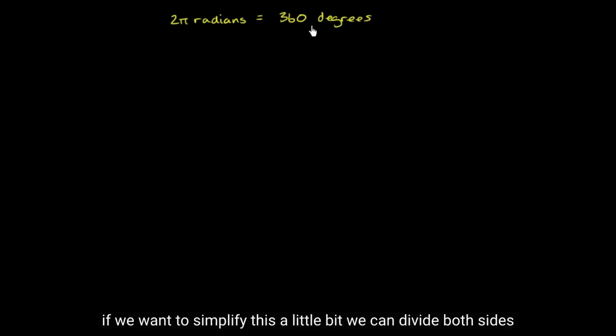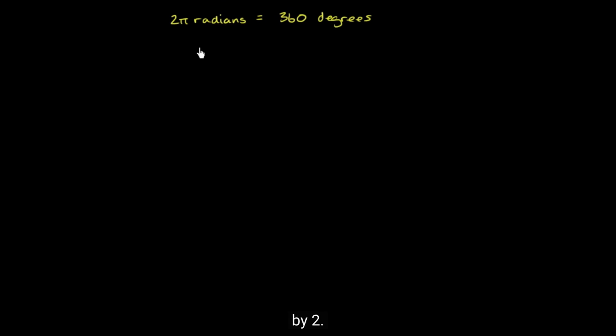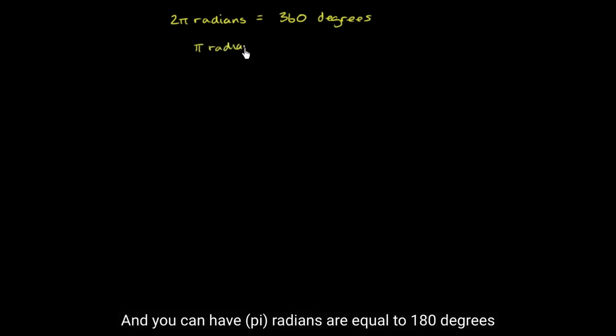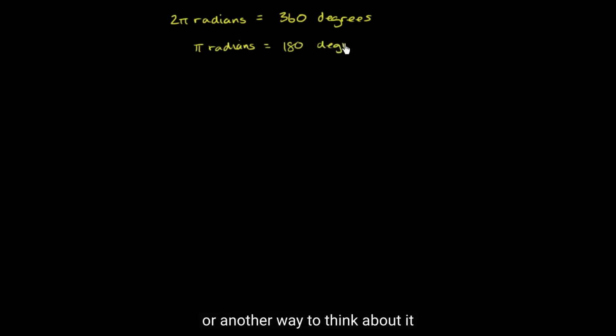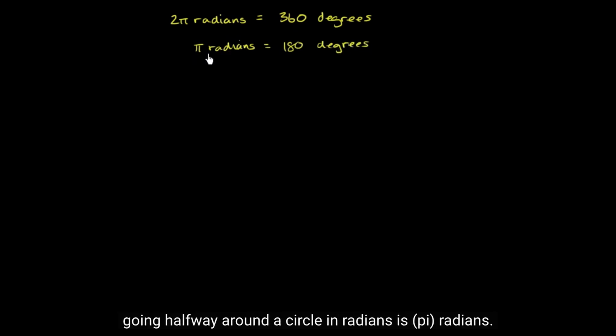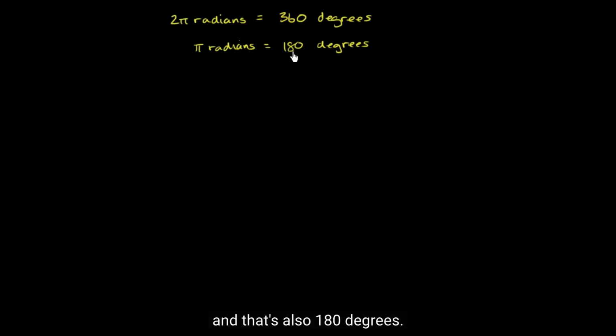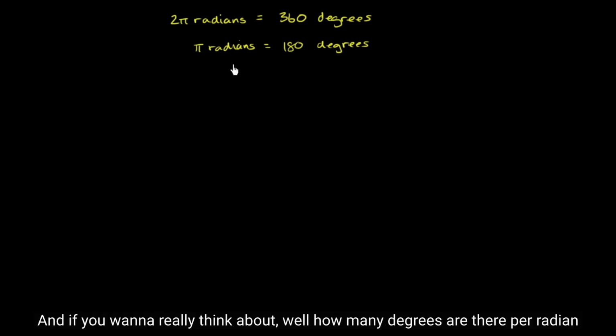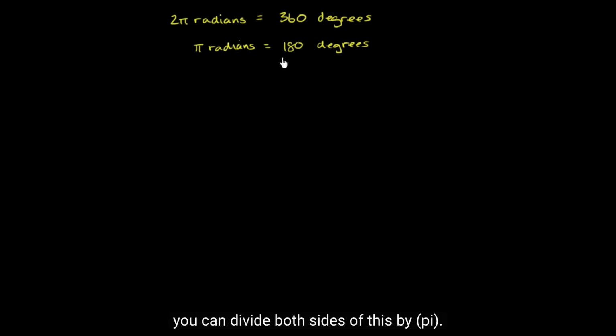If we want to simplify this a little bit, we can divide both sides by 2, and you get pi radians equal to 180 degrees. Another way to think about it: going halfway around a circle is pi radians, or the arc that subtends that angle is pi radiuses, and that's also 180 degrees. And if you want to think about how many degrees there are per radian, you can divide both sides of this by pi.